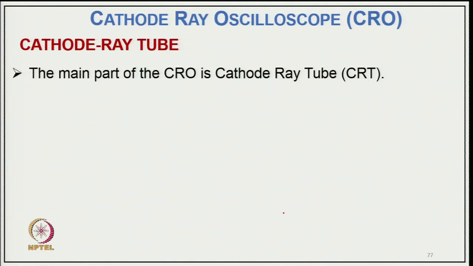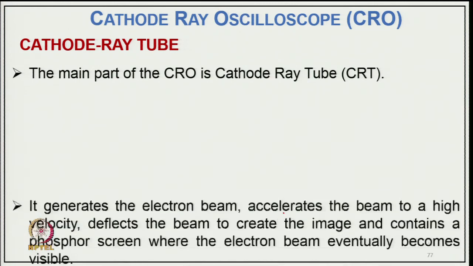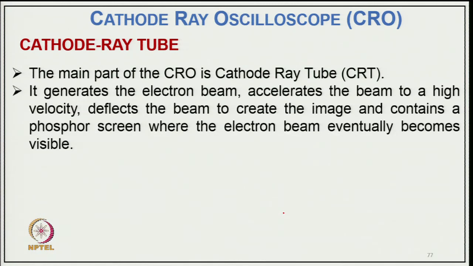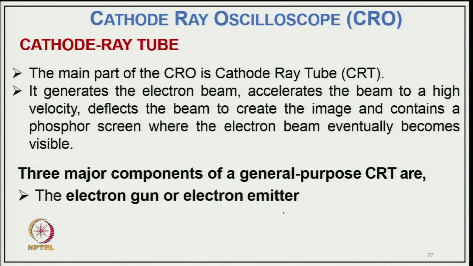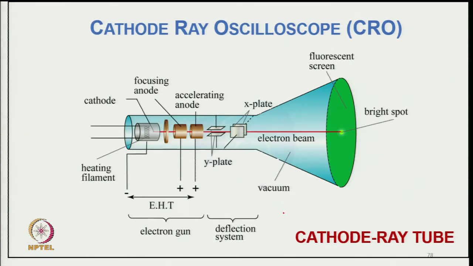In this, the main part of the CRO is the cathode ray tube, called CRT. It generates the electron beam, accelerates the beam to a high velocity, deflects the beam to create the image, and contains a phosphorus screen where the electron beam eventually becomes visible. The three major components of a general purpose CRT are the electron gun or electron emitter, the deflecting system, and the fluorescent screen.